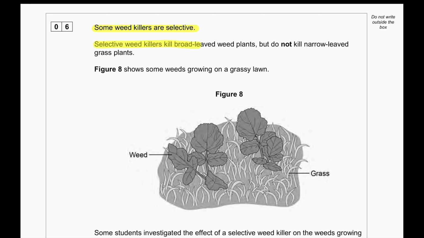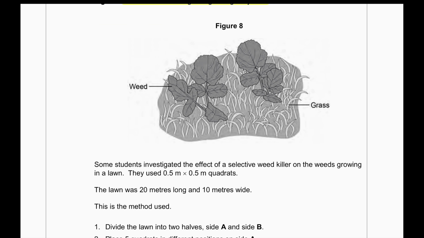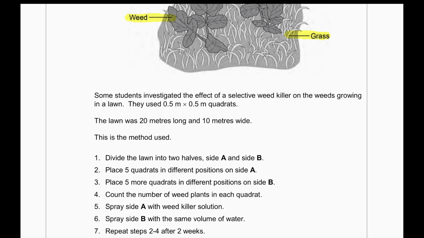Some weed killers are selective. Selective weed killers kill broad-leaved weed plants but do not kill narrow-leaved grass plants. Figure 8 shows some weed growing on a grassy lawn. We can see the weed, we can see the grass. Some students investigated the effect of selective weed killer on the weeds growing in a lawn. They used a 0.5 meter by 0.5 meter quadrat. One thing to notice, whenever we are using a quadrat of 0.5 meter by 0.5 meter, the area is 0.25 meters squared. Now the lawn is 20 meters long and 10 meters wide.